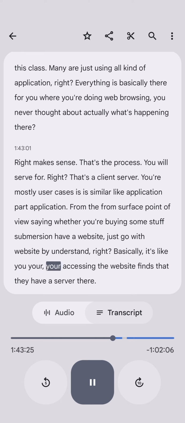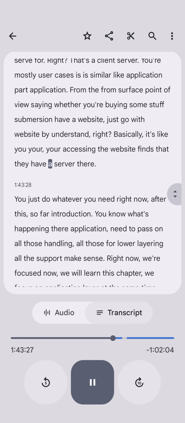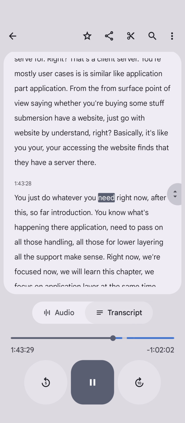Basically, it's like you're accessing that website, buying stuff. They have a server there. You just do whatever you need, right? Now, after this, so far the introduction, you know what's happening there. The application needs to pass on all that handling to the lower layers in order to be supported. Make sense? Now we focus.